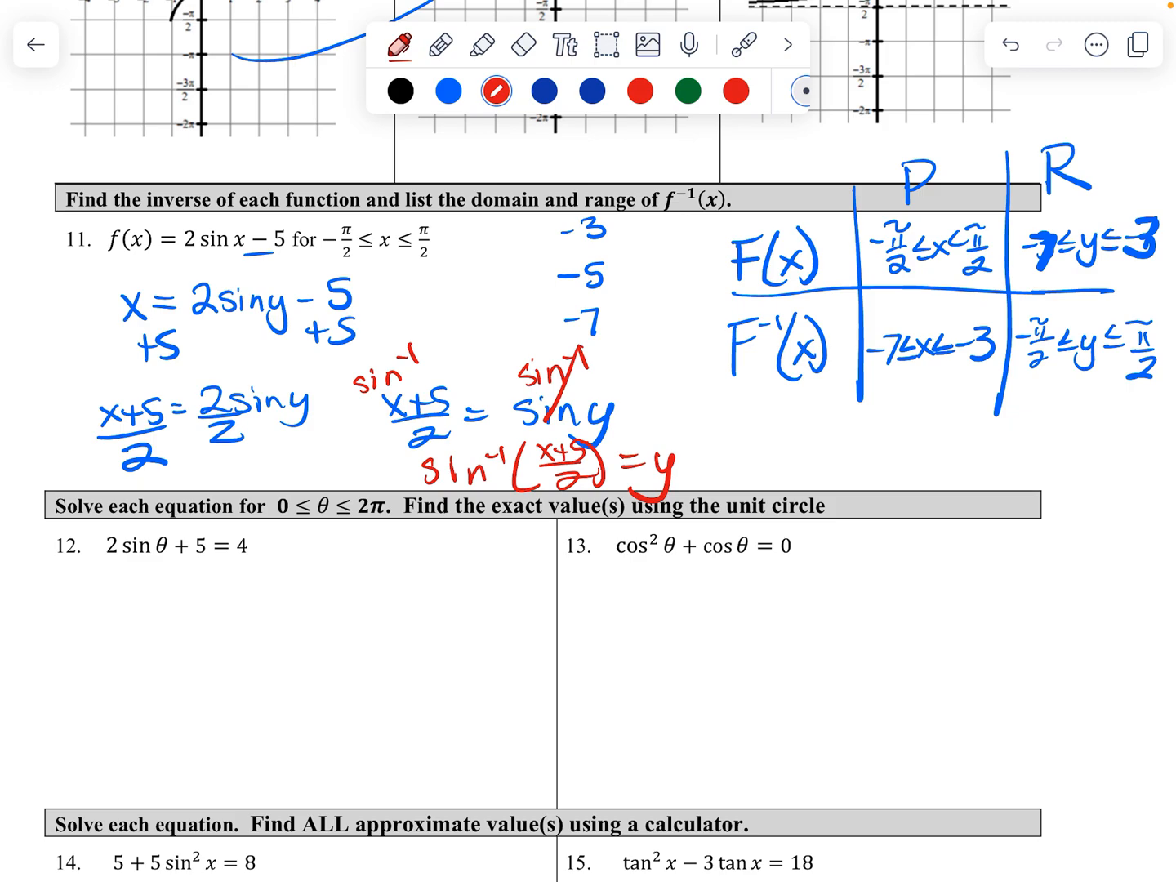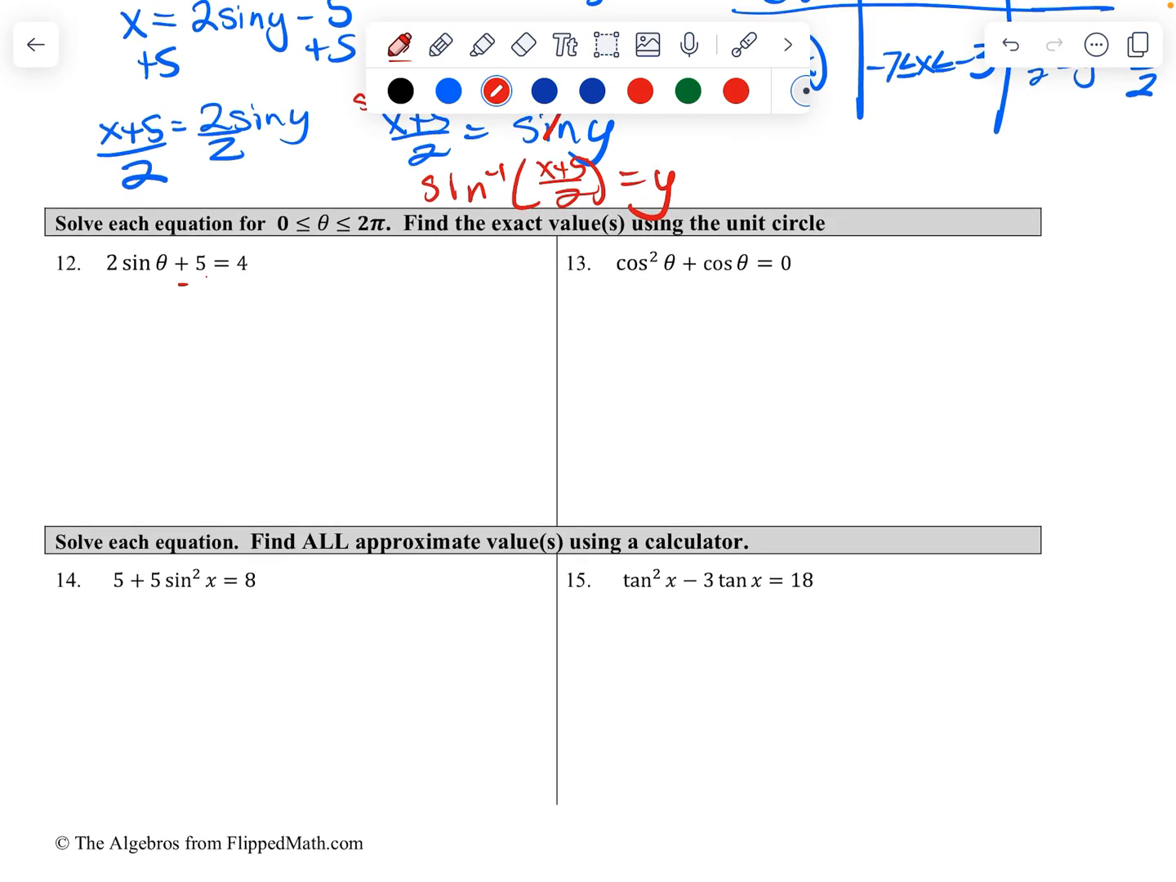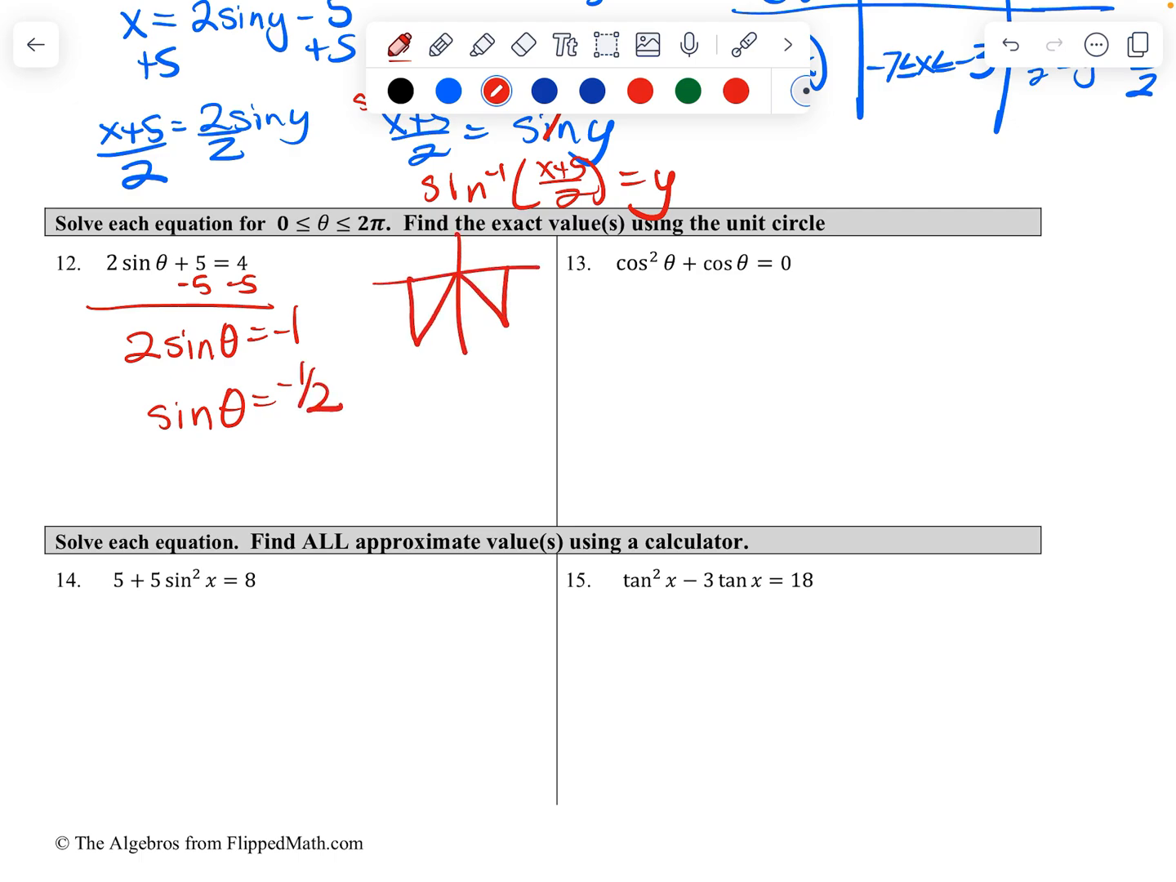And then number 12, let's do some solving. So minus 5, 2 sine of theta equals negative 1. So our sine of theta equals negative half. Well, sine's our y value. So y is negative. What is opposite this? Would be pi over 6. And so that means in this quadrant, it's 7 pi over 6. And then we also have 11 pi over 6.